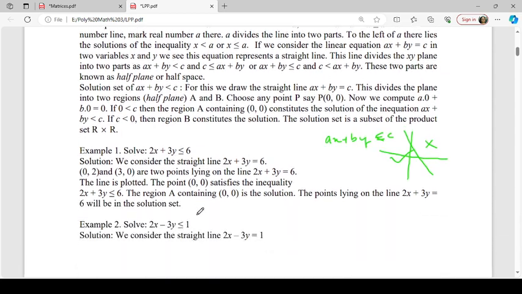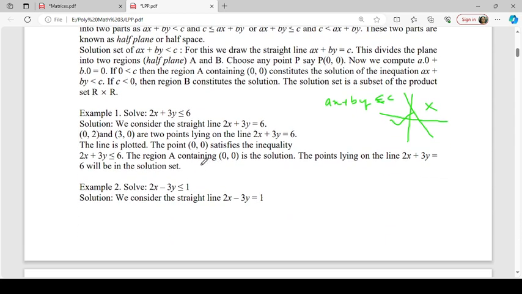So solve 2x plus 3y less than or equal to 6. How will you do it? First you find 2x plus 3y equal to 6. We need to draw the line. In intercept form it is x by 3 plus y by 2 is equal to 1. To plot it, the x intercept is 3 and the y intercept is 2. So this is the straight line.